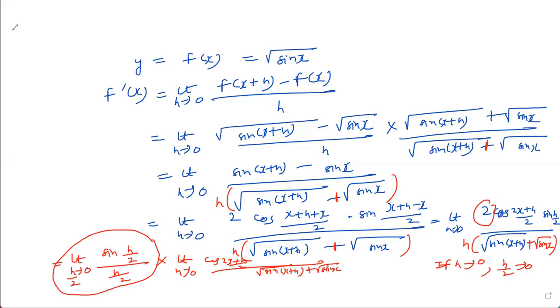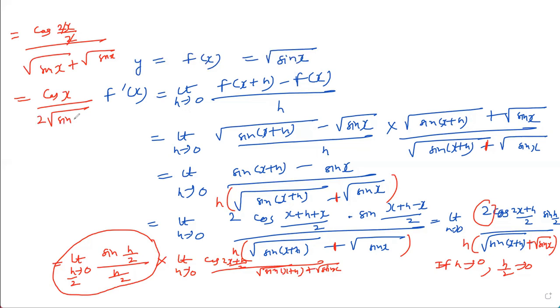Now if I substitute h tends to 0, in the numerator I'm getting cos of twice of x by 2, because h is becoming 0, and in the denominator we are getting square root of sine of x plus square root of sine of x. Here 2 and 2 get cancelled, so we're getting cos x divided by twice of square root of sine x. This will be our final answer. So if we have any sum where we have to find the derivative using the first principle, even if there is a trigonometric function, we don't need to worry.